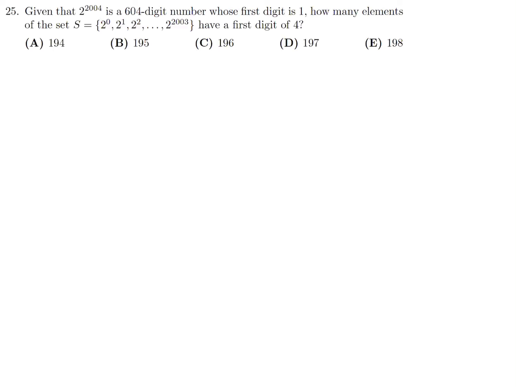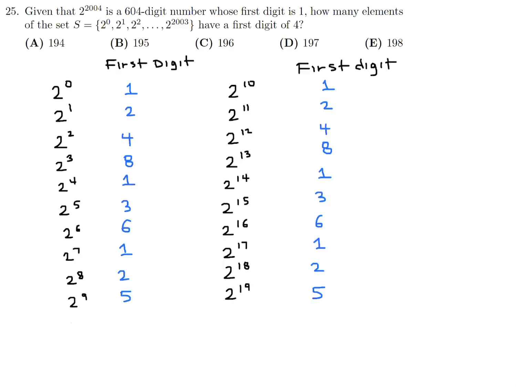So what I'm going to do is make a list and see if there's any kind of pattern. So I've got 2 to the power of 0, 2 to the power of 1, 2 to the power of 2, and so on. And for each, I will write the first digit. So here is the list here. I've written out till 2 to the power of 19. And you'll see a little bit of a pattern here. 1, 2, 4, 8, and then 1, 3, 6, and then 1, 2, 5, and then 1, 2, 4, 8, 1, 3, 6, and then 1, 2, 5.